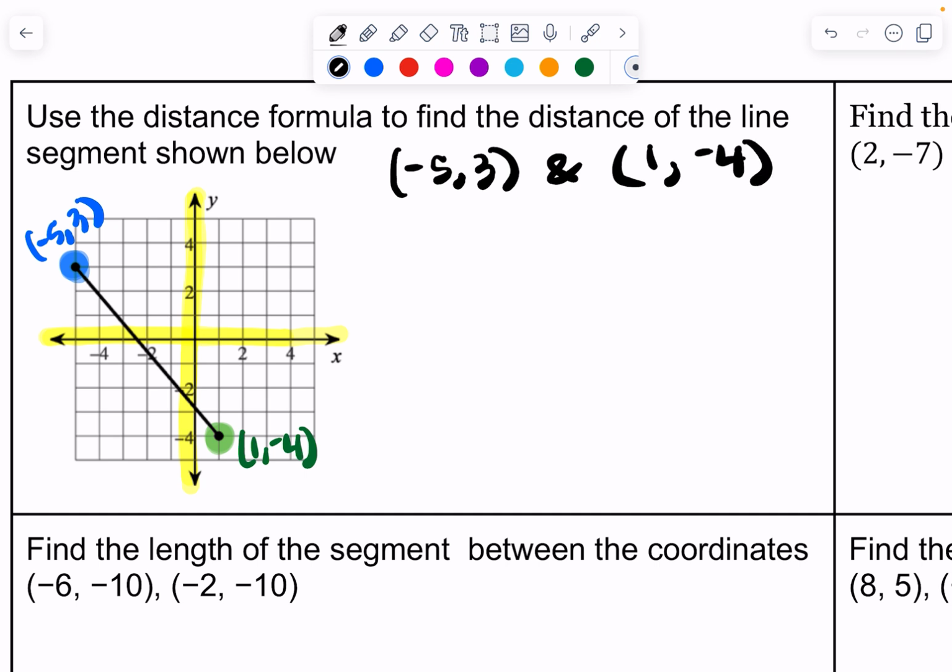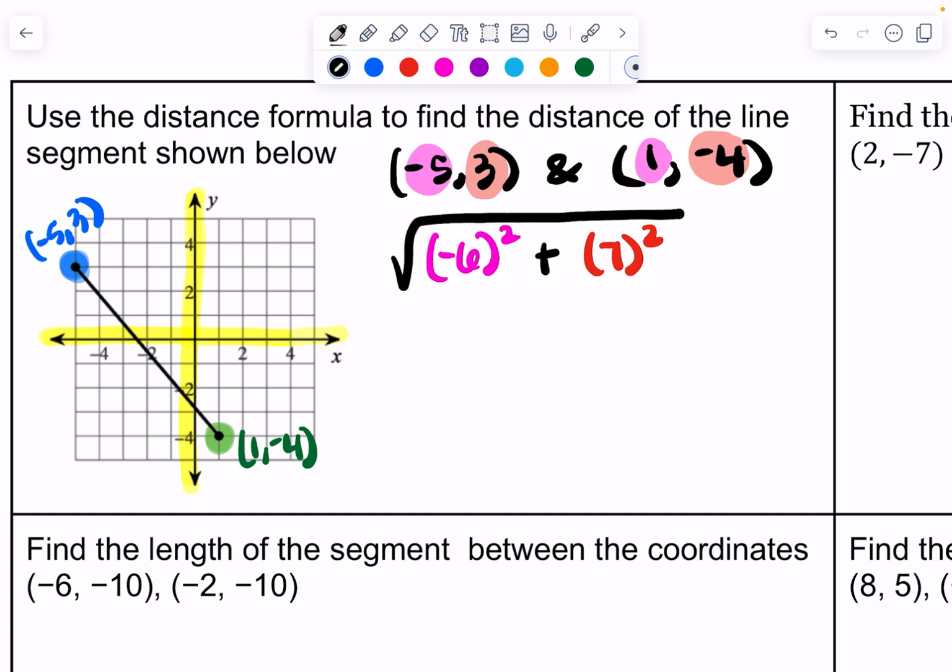And then remember, it's the difference of our x's squared plus the differences of our y's squared, and then we're going to take the square root of that. So I'm going to highlight my x's. So -5 minus 1. -5 minus 1 is -6. And that's going to go in parentheses. So -6 squared plus the difference of my y's, 3 minus -4. 3 minus -4, that gives us a +7 squared. And that's all underneath the square root symbol.